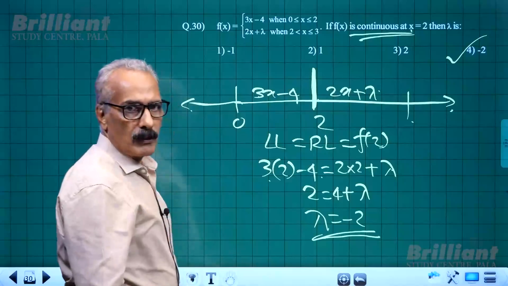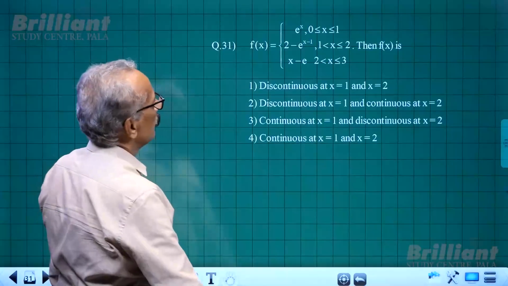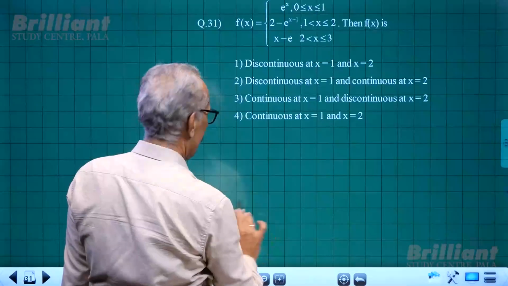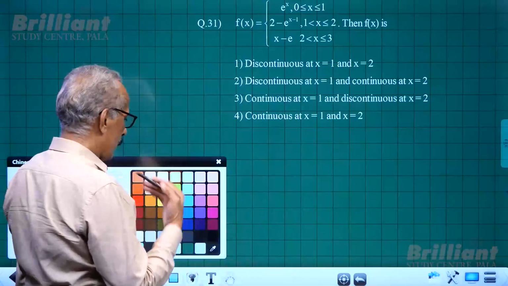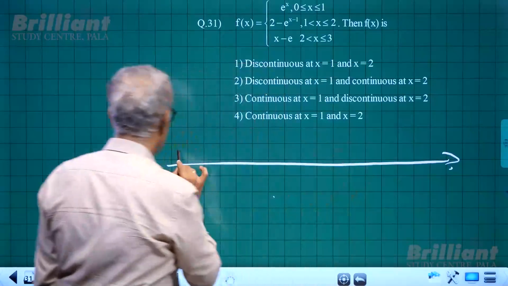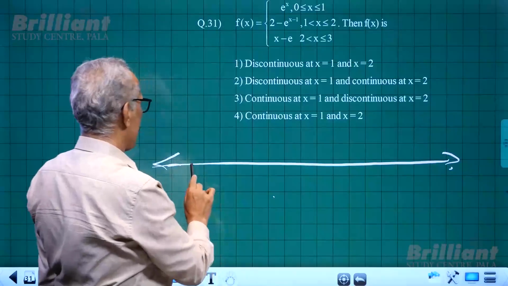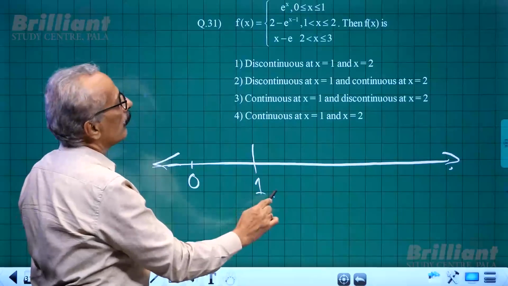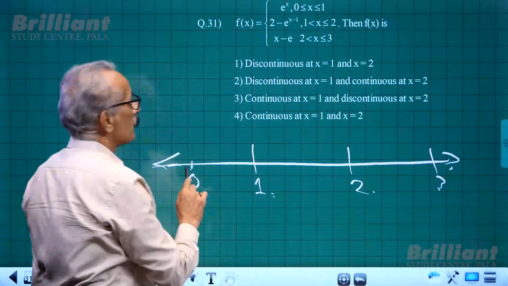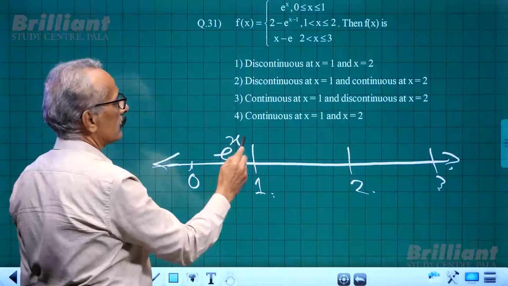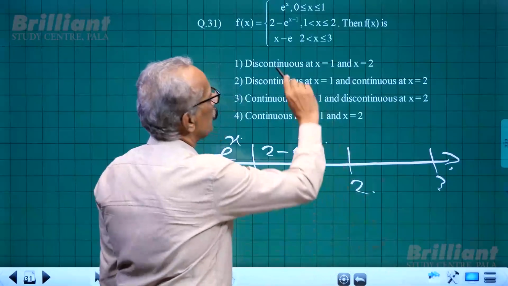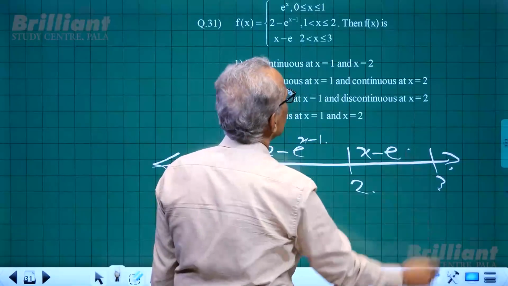Okay, on to the next. Your 31st question. Same procedure you have to apply here, as I told you. Come on, write along with me. That is 0 to 1; we immediately draw a number line. This point is 0, now this is 1, then 2, then 3. From 0 to 1, e raised to x is the function. From 1 to 2, 2 minus e raised to x minus 1 is the function. From 2 to 3, x minus e is the function.